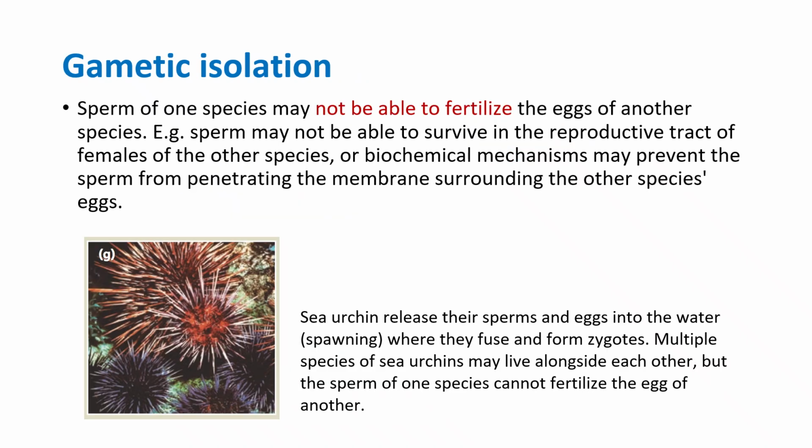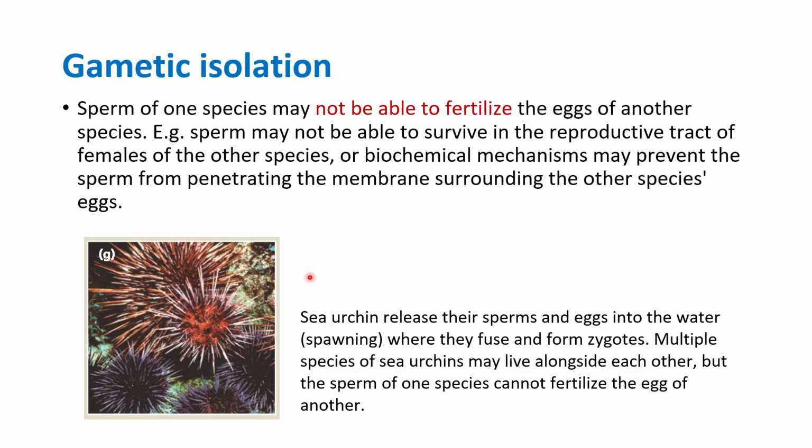Okay, last on the list is gametic isolation. This occurs when the gametes from two populations cannot fertilize each other. This could happen when the sperm is not able to survive in the reproductive tract of the female of another species, or possibly when the sperm is not equipped with the right enzymes to penetrate the egg's membrane. Regardless of how this happens, when fertilization cannot be completed, obviously no reproduction can take place.